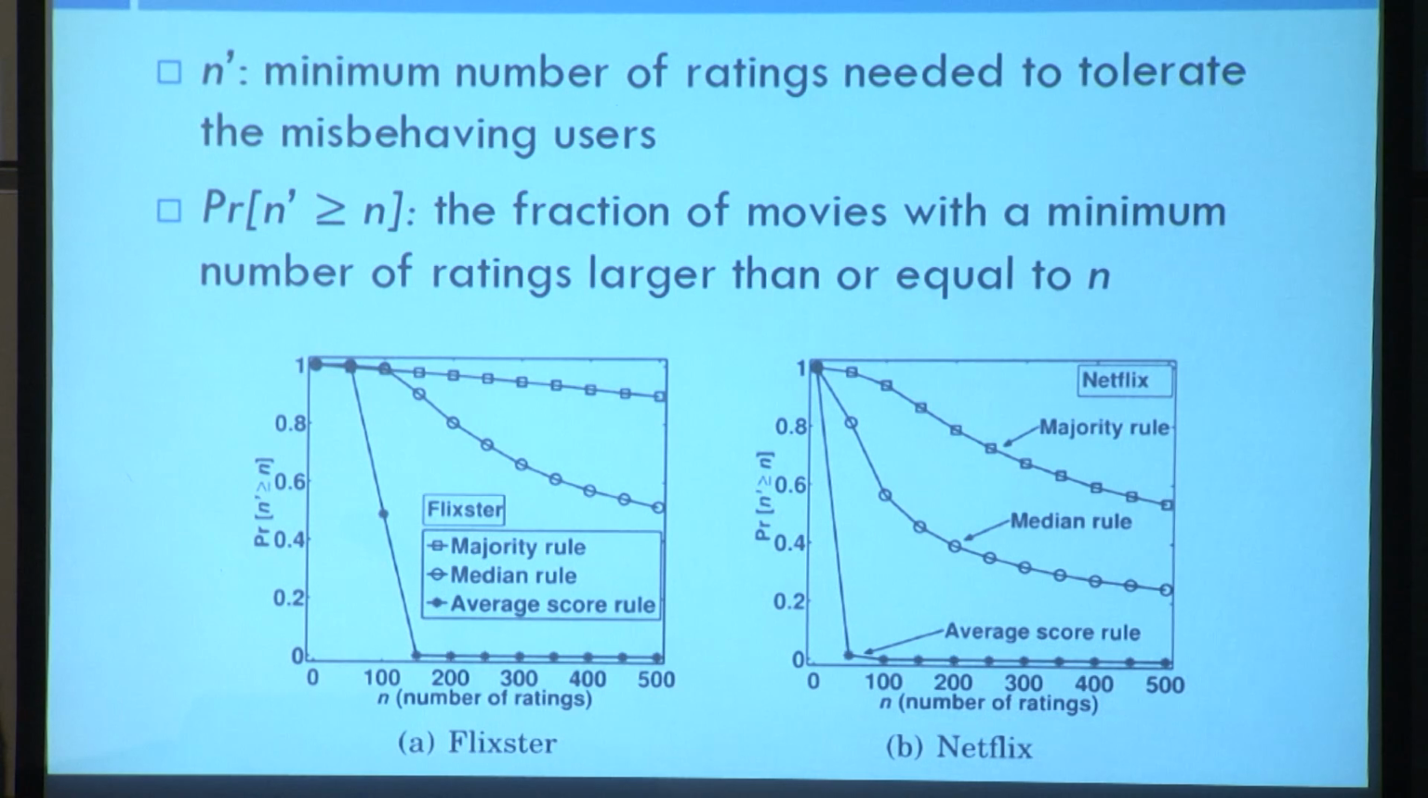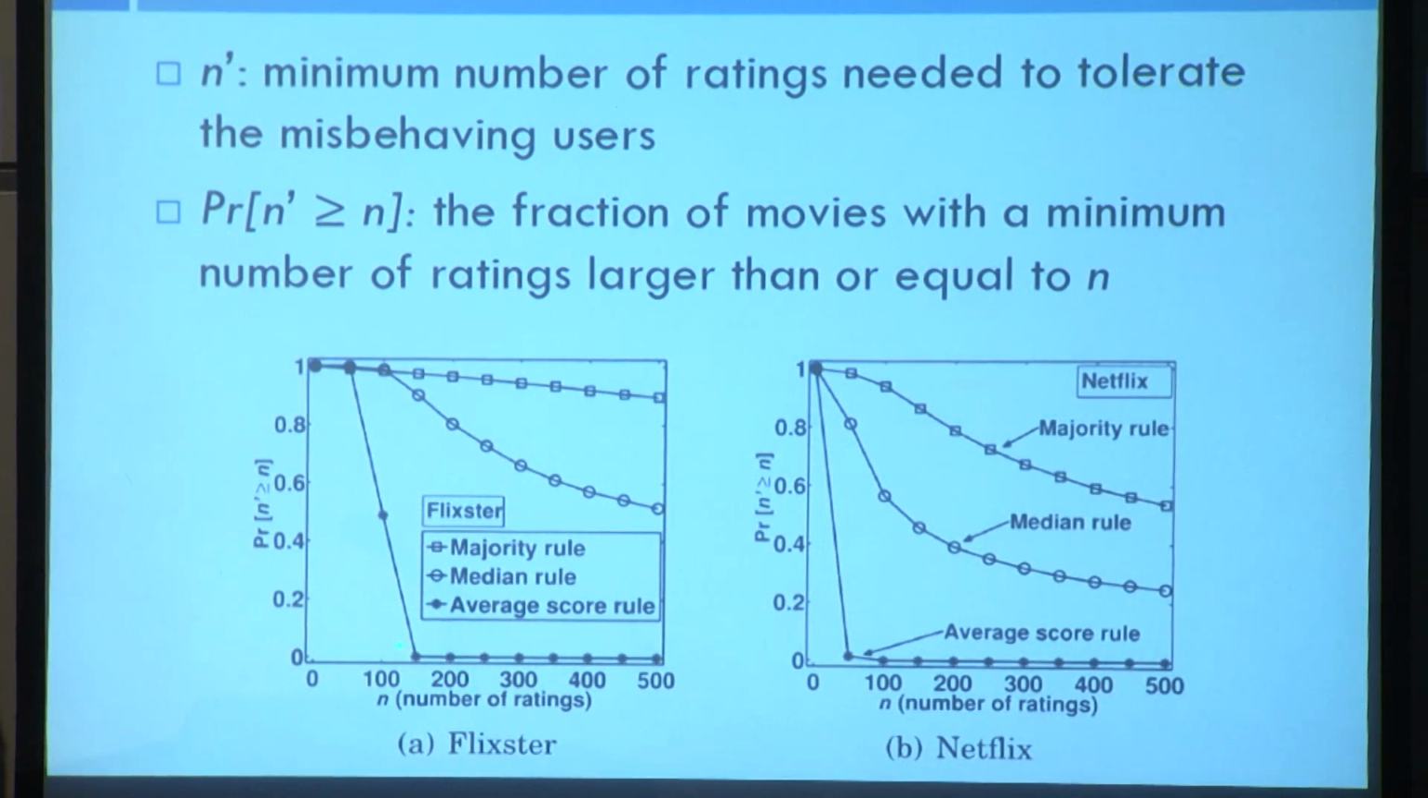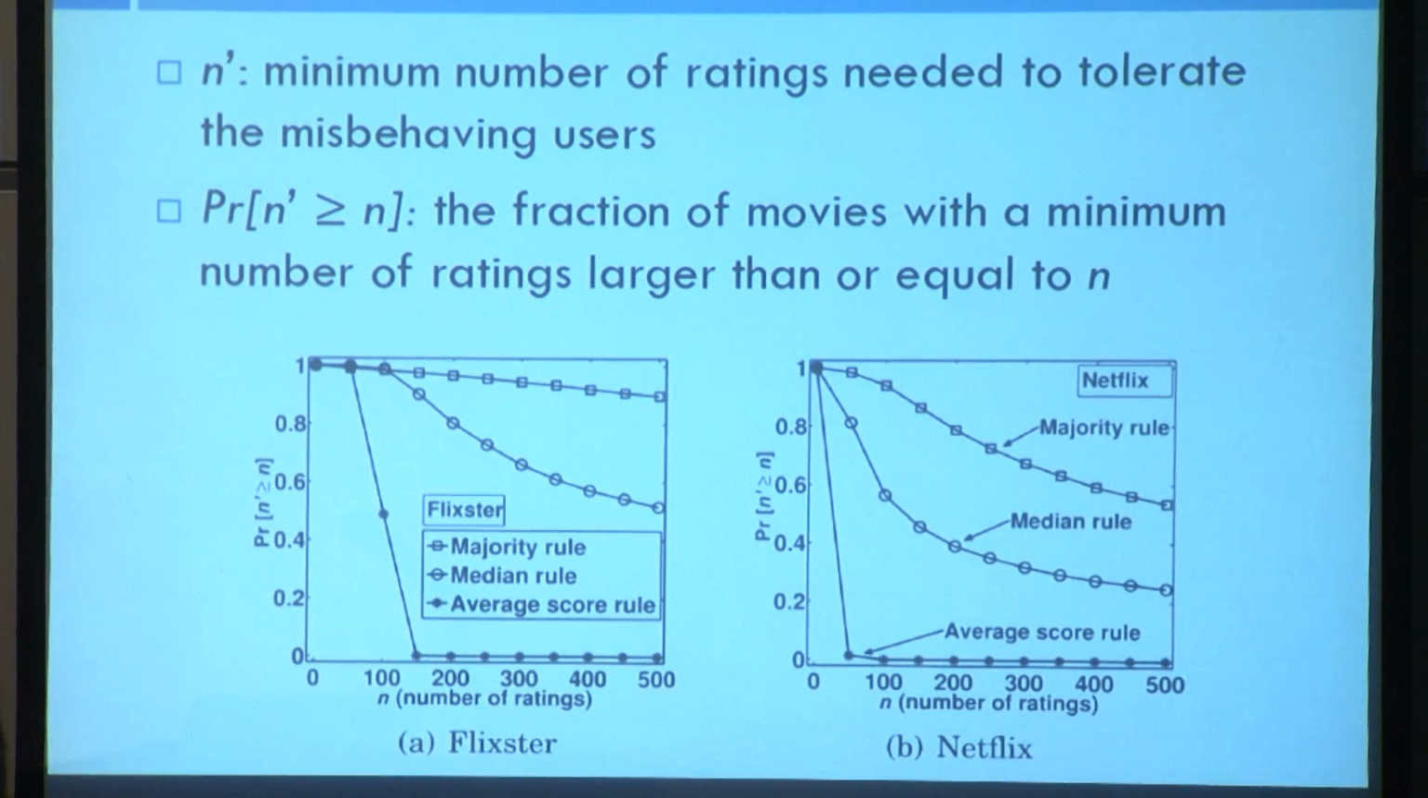Here you can see that each line in the graph represents a different way to combine the ratings, and we will analyze these aggregation strategies in more detail. But here you can see that, for example, if you aggregate individual preferences with an average score, the probability that a group recommender system, in order to produce reliable recommendations, needs more than 150 ratings is very, very low.